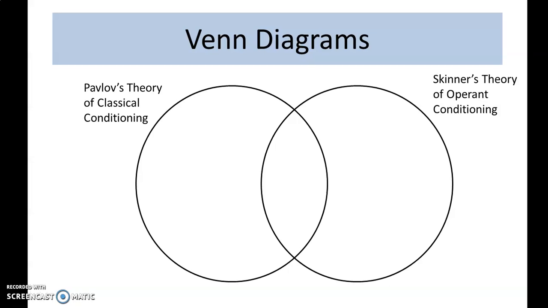Venn diagrams. Sometimes we teach two topics which are similar and yet different. For example, Pavlov's theory of classical conditioning and Skinner's theory of operant conditioning are both examples of behaviorist theories. There could be some similarities in the sense in both cases you have stimulus and response. But of course, there is a lot of difference between the two.